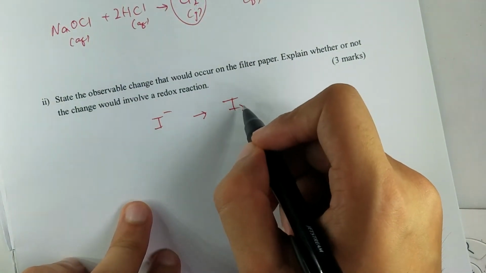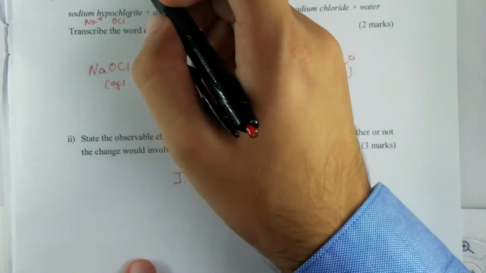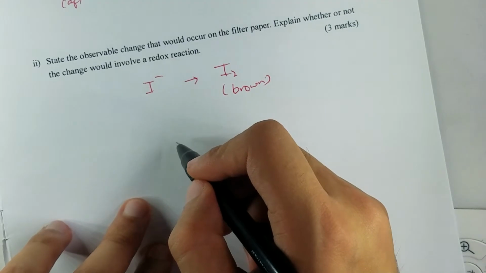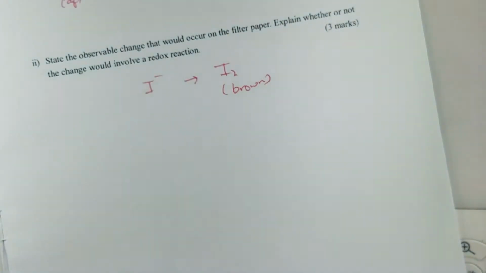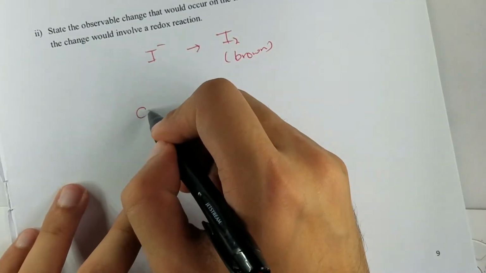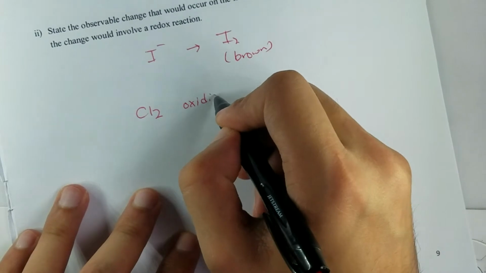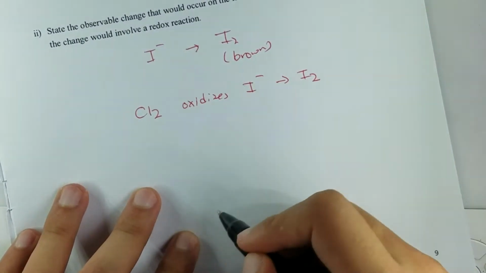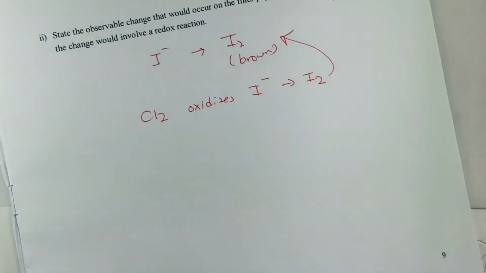Iodine is brown in color. So therefore iodide becomes iodine. So the filter paper turns brown, and obviously it's a redox reaction, and the chlorine gas oxidizes the iodide ion to form iodine. That's why it's like that. Okay? So that's pretty much it.